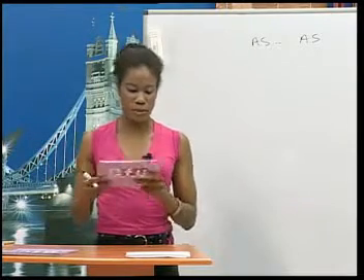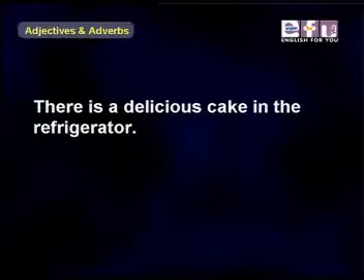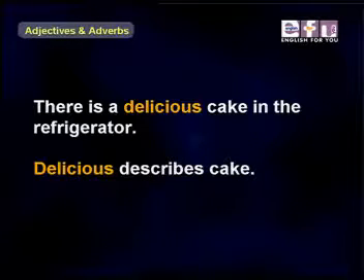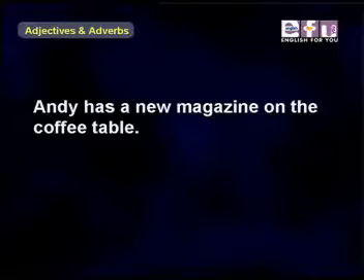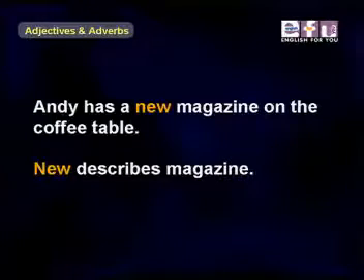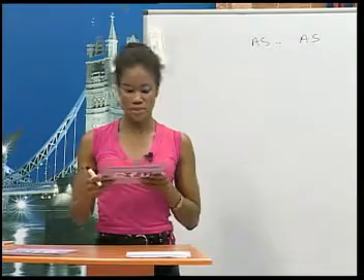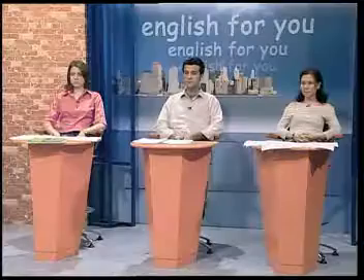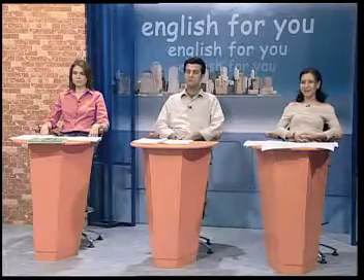Next example. There is a delicious cake in the refrigerator. Delicious describes cake. In this case, the adjective is before the noun. Next example. Andy has a new magazine on the coffee table. New describes magazine. And again, the adjective is before the noun. Okay, now we're ready to practice adjectives. I will ask you questions and you use adjectives in your answers. Okay? Are you ready? Yes.